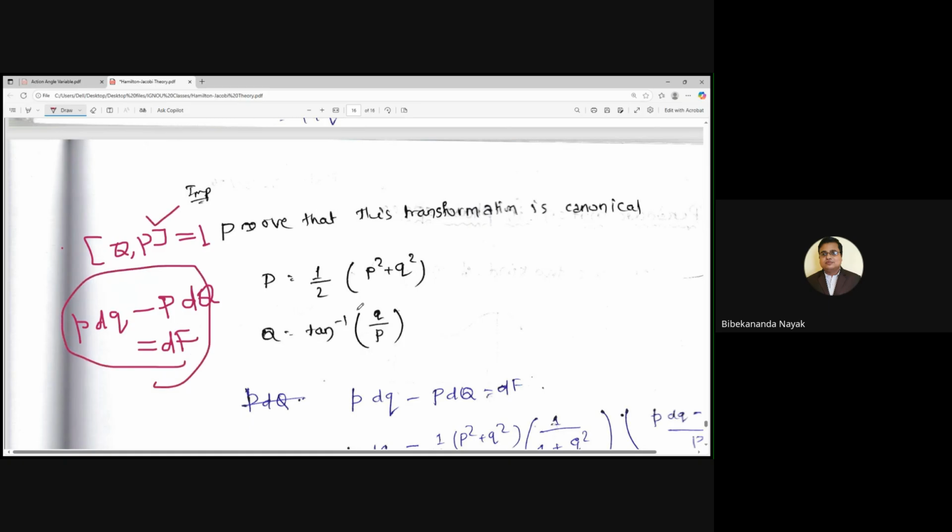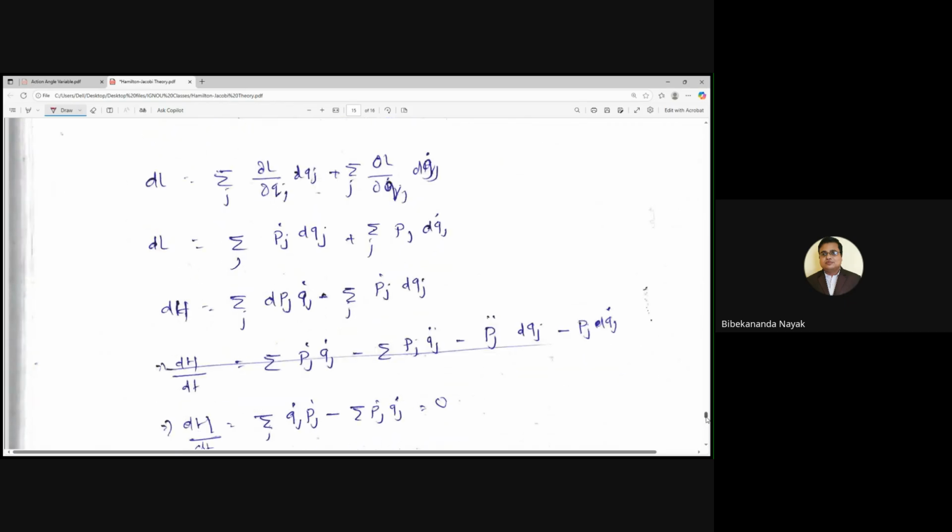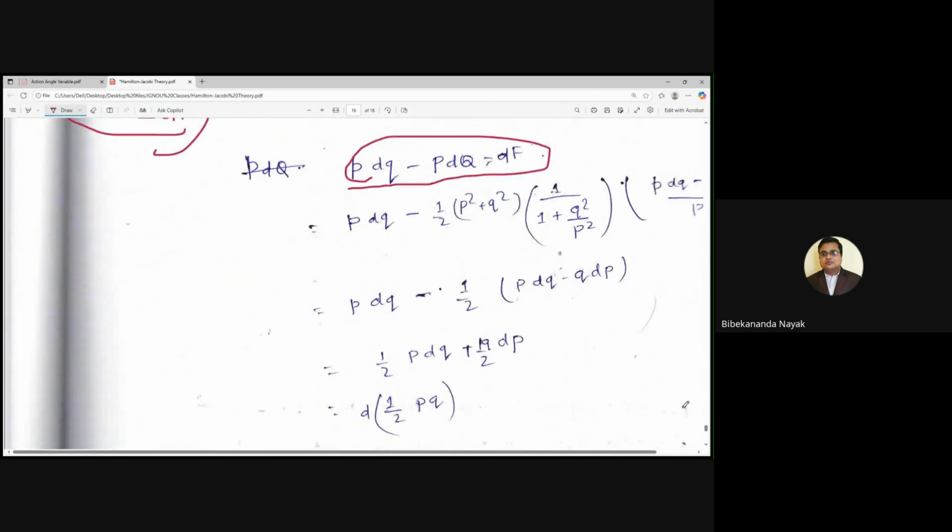And one example is this case. When this P and Q are given, it is very difficult and time-consuming to take its Q, P Poisson bracket and get 1. But in another way, you can solve this by showing that p dq minus P dQ, small minus capital, is equal to an exact differential. Means if we can write it as d of some function.